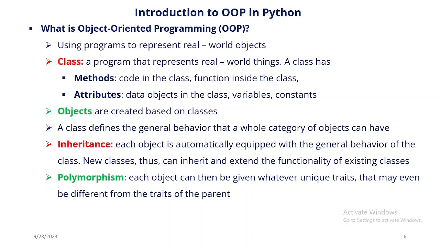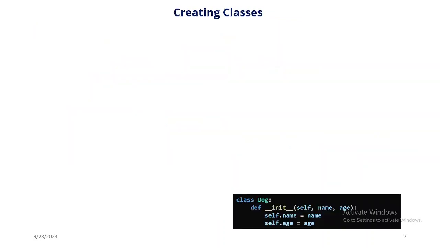We call that polymorphism. Now, the process of making an object from a class. You create a class, and you want to create multiple objects from the class. It's like making babies. That is what we call instantiation. So, let's go straight to creating classes.